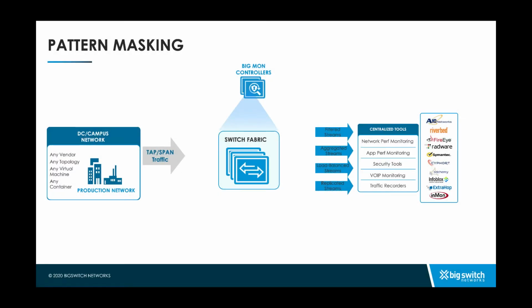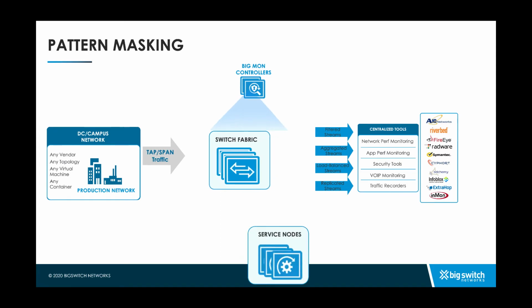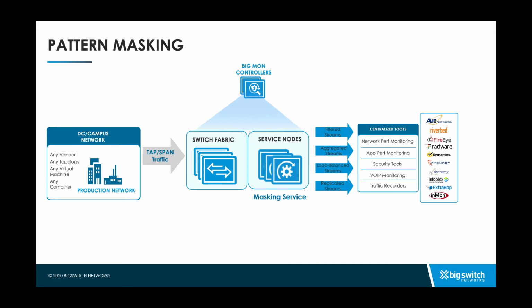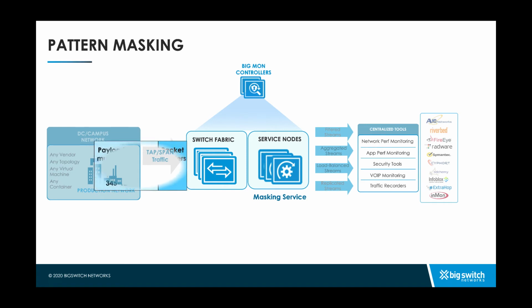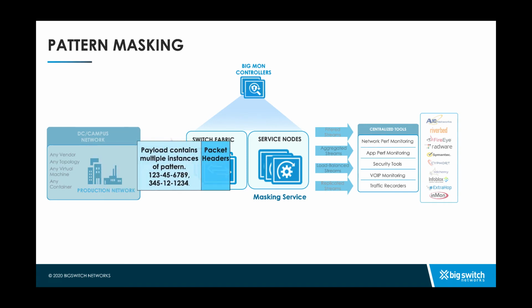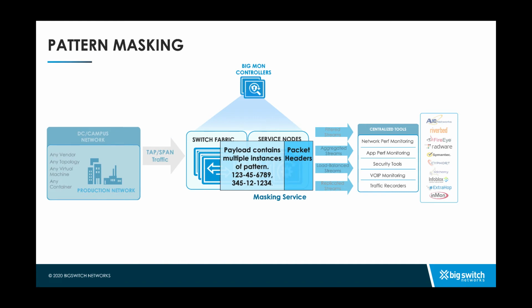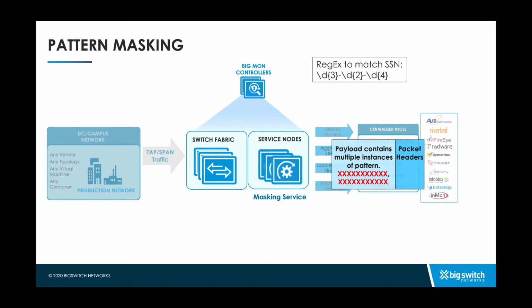Let us see how Big Mon's simple and scale-out pattern masking service is used to match and mask these patterns. We insert a pattern masking service in the path. This service is managed by the same Big Mon controller that manages the switching fabric. Packets that enter the fabric are inspected by the masking service. The data in the payload that matches the configured pattern is masked with a fixed pattern, thus avoiding accidental exposure of the sensitive data to the network admin or to the tools.